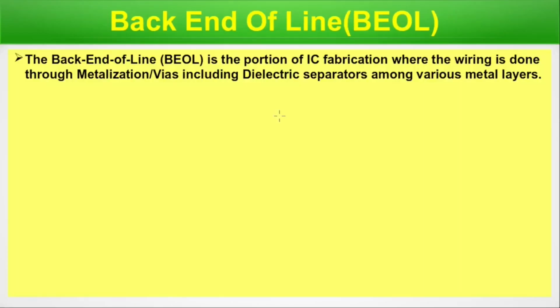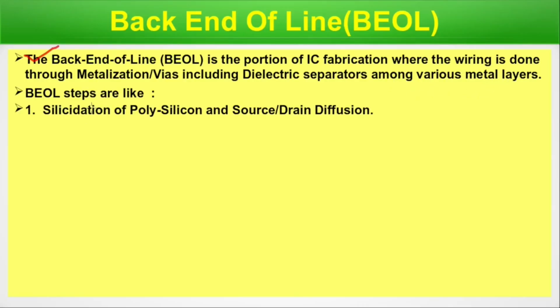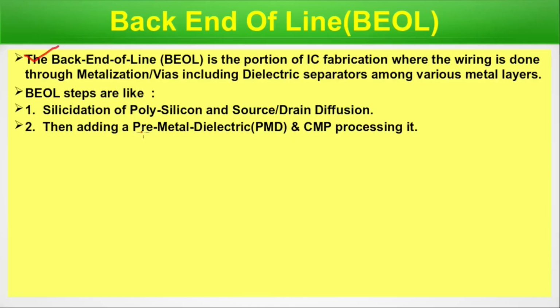Now, back end of line. Let's see what are the steps by which we make these interconnect levels. The back end of line, or BEOL, is the portion of IC fabrication where the wiring is done through metallization or vias, including dielectric separators among various metal layers. BEOL steps start with silicidation of polysilicon and source-drain diffusion. Then add a pre-metal dielectric, and process it with CMP.